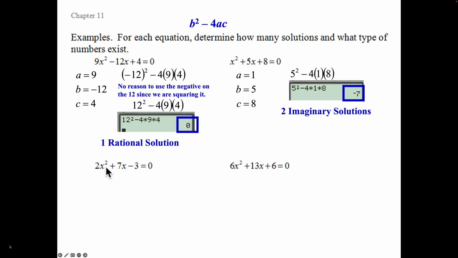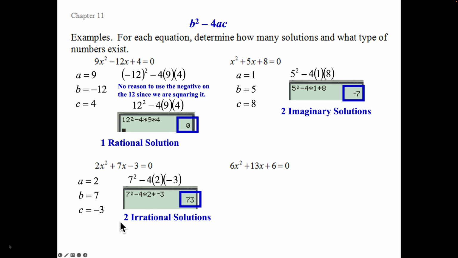Next, we have 2x squared plus 7x minus 3 is equal to 0. Identify a as 2, b is 7, c is negative 3. Show the substitution: 7 squared minus 4 times 2 times negative 3. Go to the calculator, we'll crunch that out. We get a positive 73. All right, 73 is not a perfect square, so you're going to have two irrational solutions. That means you're going to be left with a plus or minus a radical in the numerator.